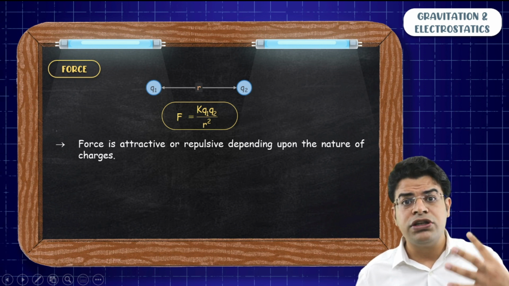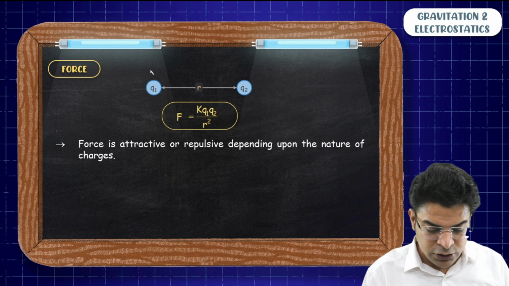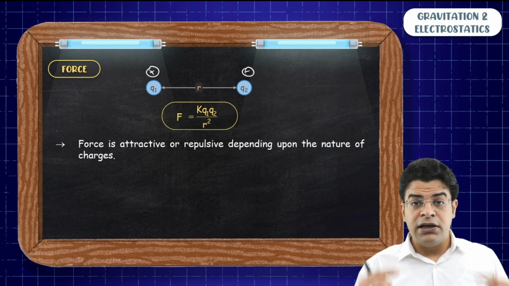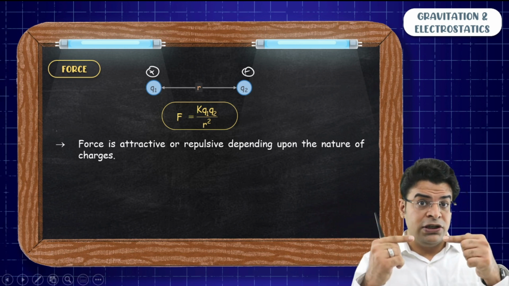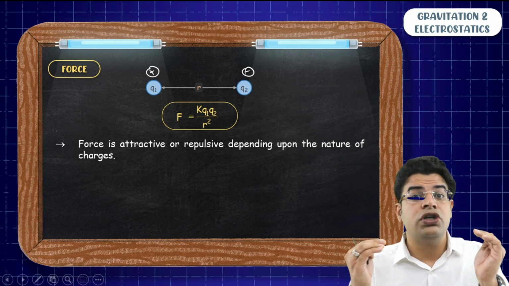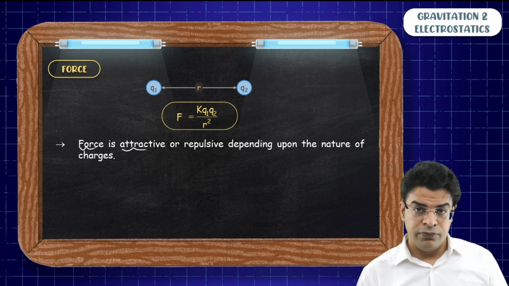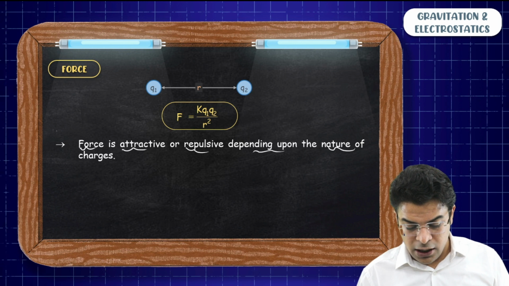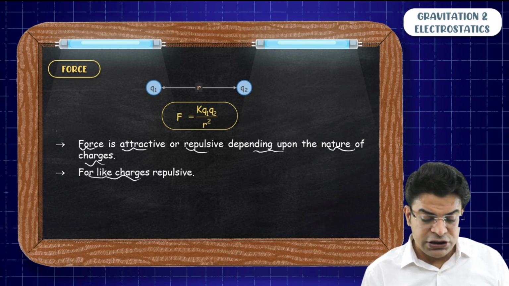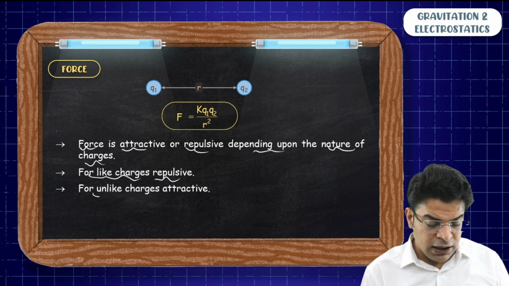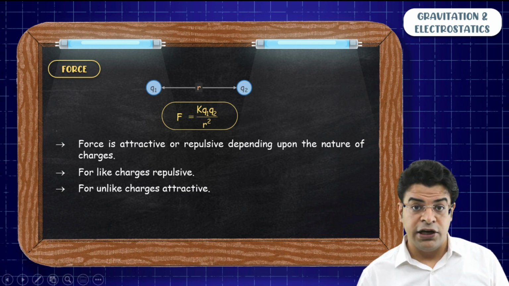But if the two charges have got opposite sign, one of them is positive, another one is negative, then the two charges try to attract each other. They try to move closer to each other, just like masses. So force is attractive or repulsive depending upon the nature of charges. For like charges, the force is repulsive. For unlike charges, the force is attractive in nature.